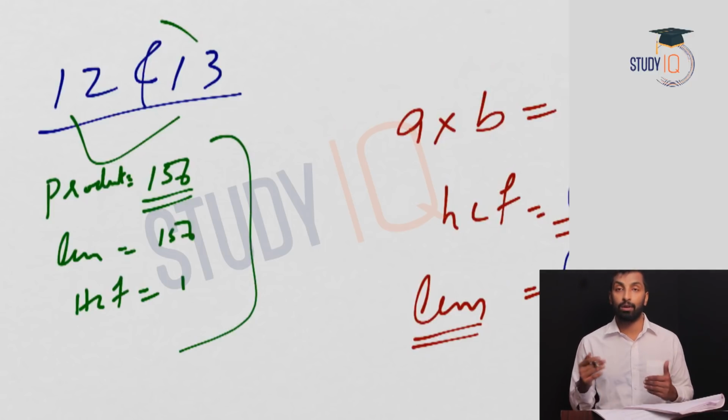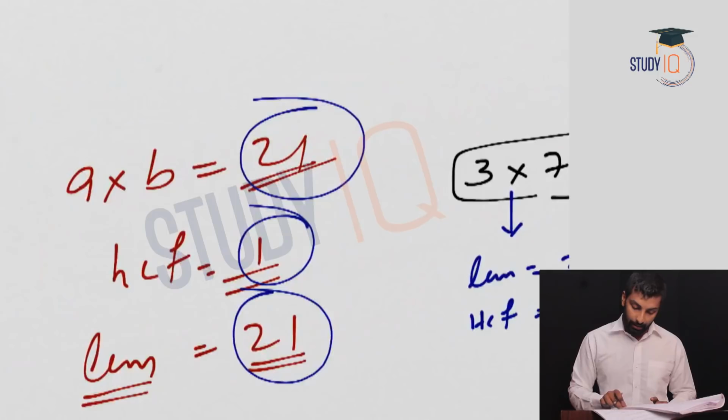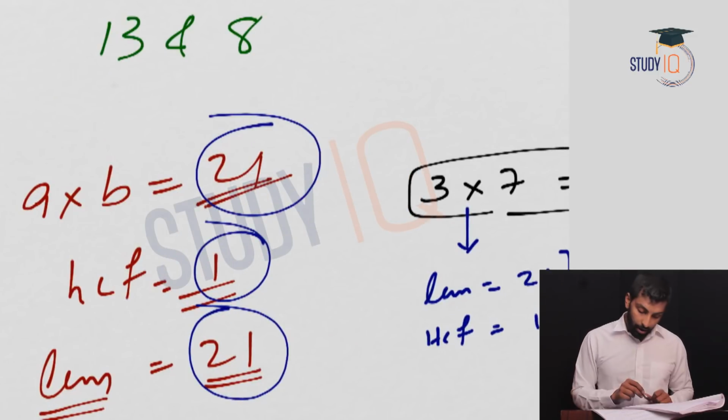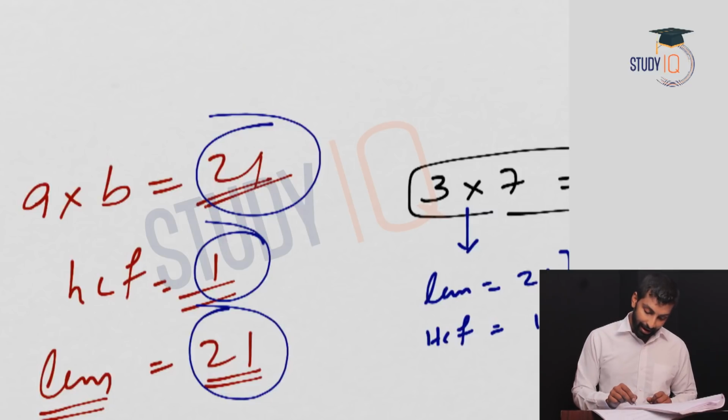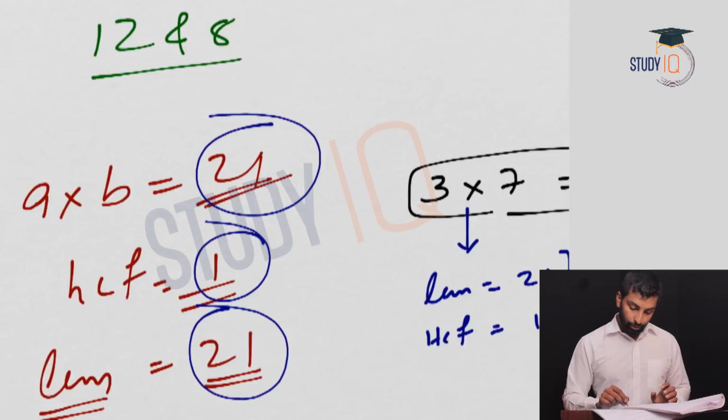So let's not take consecutive numbers, let's take two numbers which are having some distance. Okay, let's take 13 and 8. Or let's take some numbers where there is a common factor. Let's take 12 and 8. Then you may feel some difficulty. 12 and 8.